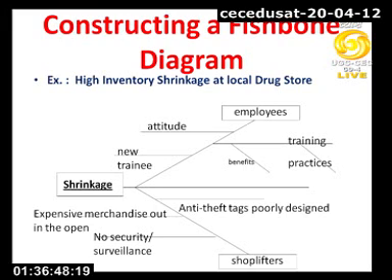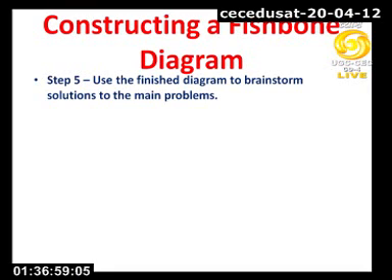Whatever problems are applicable to this particular case, those will be highlighted and a solution will be found for these. So, step 5, use the finished diagram to brainstorm solutions to the main problem. This completes the cause and effect diagram or fishbone diagram, or it is also known as Ishikawa diagram. Now, we will discuss check sheets, which is another tool out of 7 QC tools.